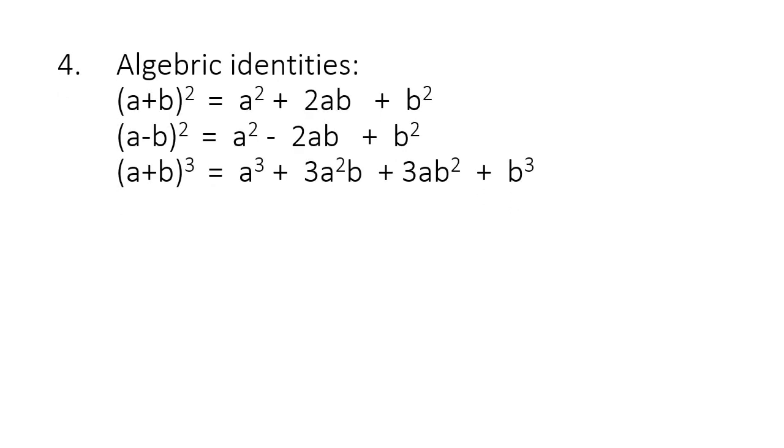The algebraic identities we are going to use in this particular chapter 1, Real Numbers: a plus b whole square, a square plus 2ab plus b square; a minus b whole square, a square minus 2ab plus b square; and a plus b whole cube, a cube plus 3a square b plus 3ab square plus b cube. These three identities we are going to use in this exercise of chapter 1, Real Numbers.